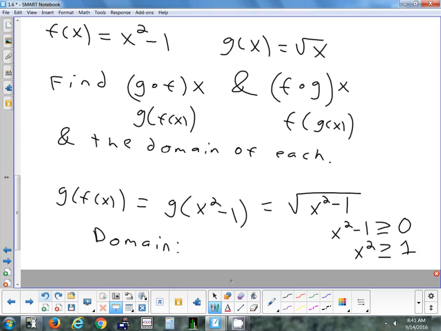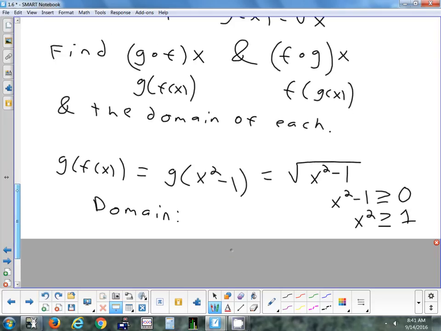Negative 0.5 would not work here. Tom? Negatives greater than or equal to 1. Well, greater than or equal to 1 would be positives. So I'm thinking this time we want a less than. Any numbers that are less than or equal to -1. Yep. So the domain is anything from negative infinity up to and including -1.